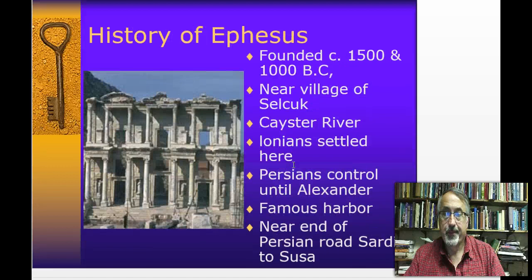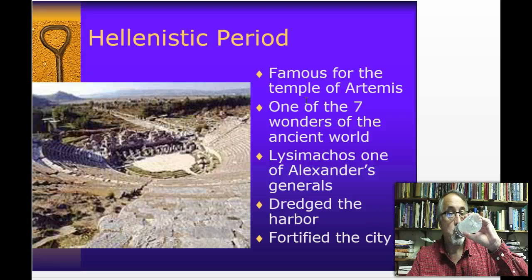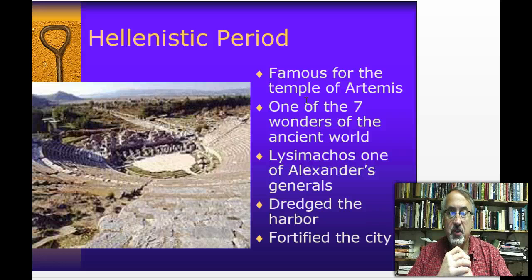Here we see, famous, of course, for its temple of Artemis, which is one of the seven wonders of the ancient world. When Alexander moves through, he leaves one of his generals there who dredges out the harbor. And this is, of course, something that would have to be done regularly. And in fact, that it wasn't done is why, if you go to Ephesus today, you have no evidence that the river was there, the harbor was there. It appears to be a pretty good distance from the Mediterranean, the Aegean. But that's what made the city important.